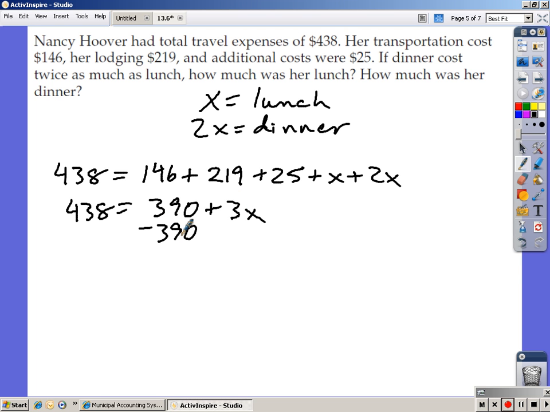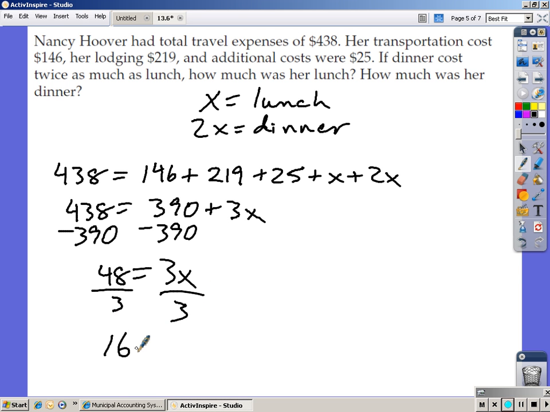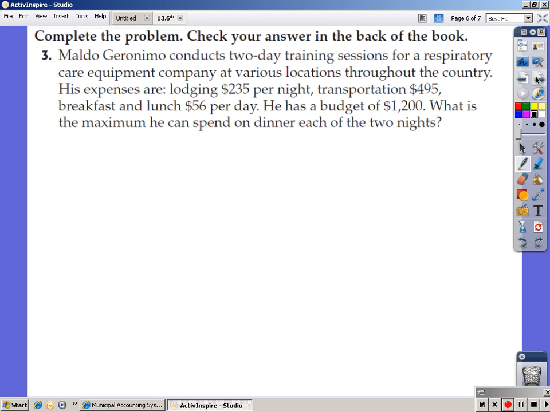Subtract 390 from both sides. $48 equals 3x. 48 divided by 3, 16 equals x. So, lunch cost you $16. Dinner was $32. All right? Let's go ahead. Let's look at problem number 3 of your homework. Okay, press pause and play when you're ready to see it work.